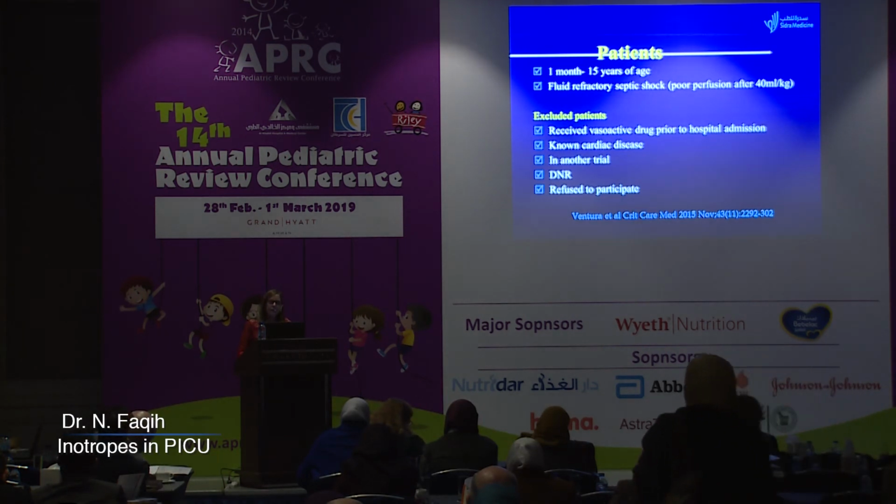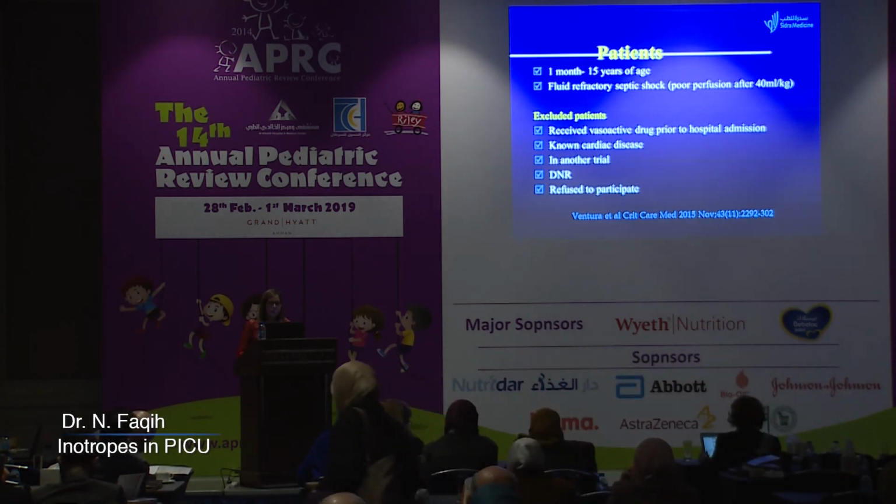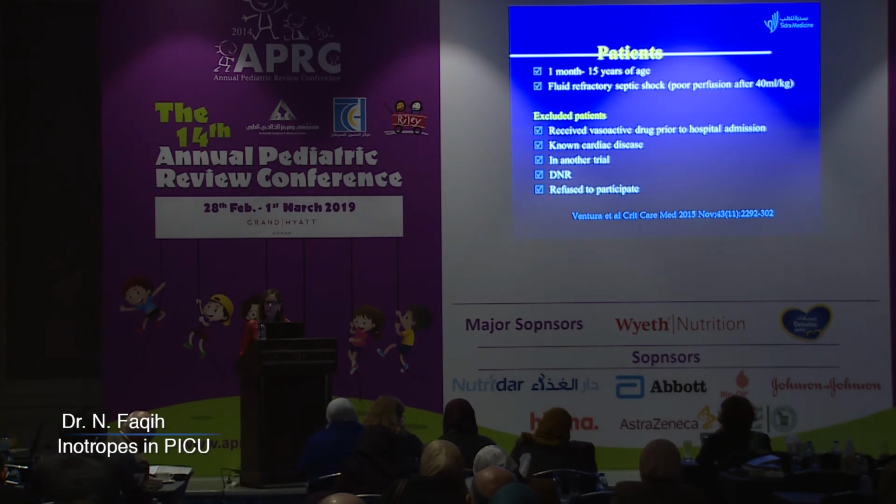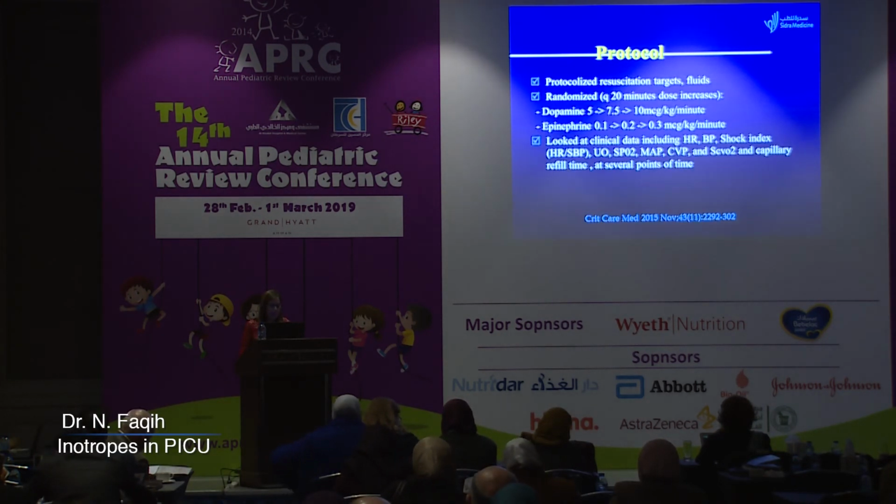The patients they included were in the age group between 1 month to 15 years, so it's a very wide and representative age group. They excluded patients who were DNR, those who refused to participate, and those who were on other drugs before they were transported to the hospital. They randomized patients into receiving either DOPA or epinephrine. The DOPA dose was somewhere between 5 to 10, and the Epi was from 0.1 to 0.3.